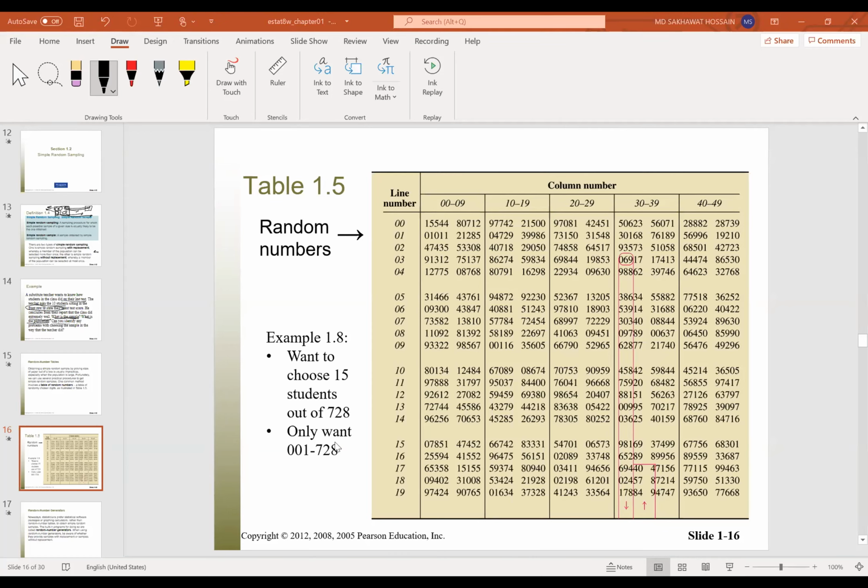Okay, so there are a total of 728 students, and each student has a number from 001 to 728. So now we can just randomly select a number. From line number 3, and this is the column number. This first number is 069. So that means the student who has this number is selected, and this is a random number. The next number is 988, so we are not going to select this one because we do not have 988.